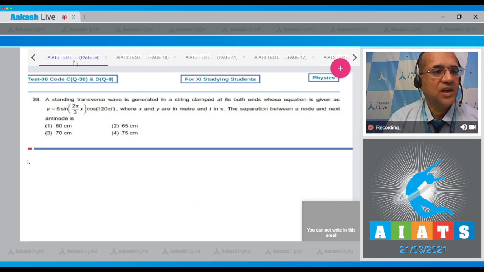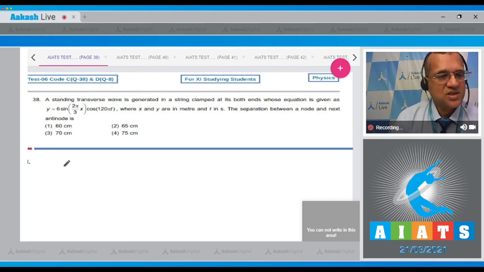Now question number 38: a standing transverse wave is generated in a string clamped at both ends, whose equation is y equals 6 sin of 2 pi by 3 into x, cos of 120 pi t. X and y are in meters and t in seconds. What is the separation between a node and the next antinode? This is a stationary wave equation, and the separation between node and antinode is always lambda by 4.